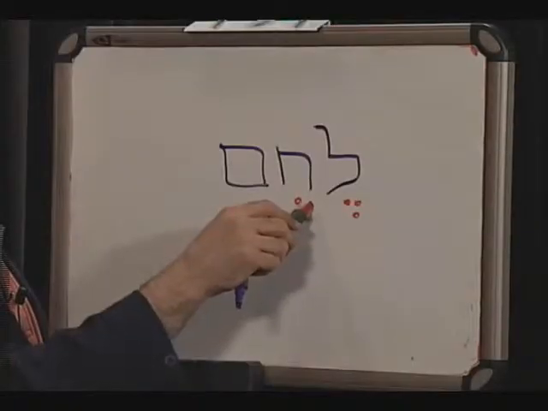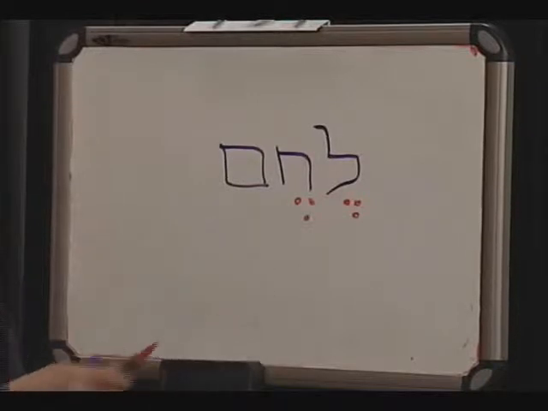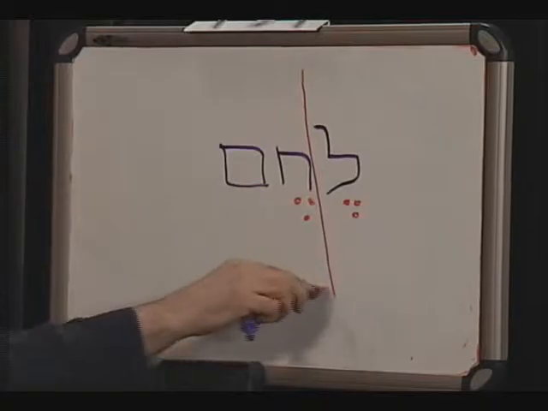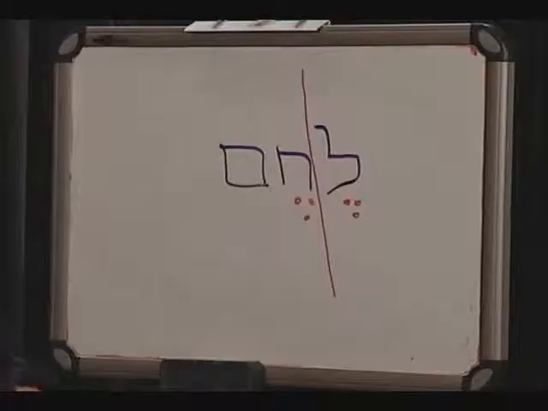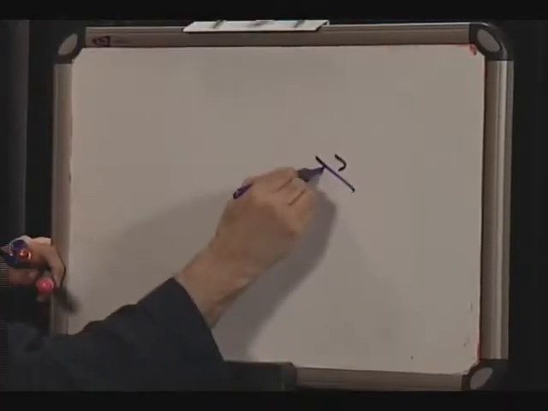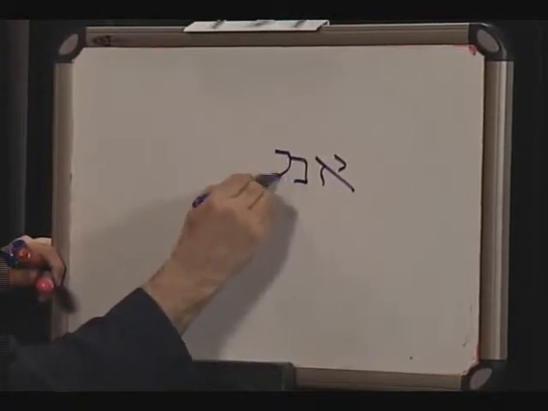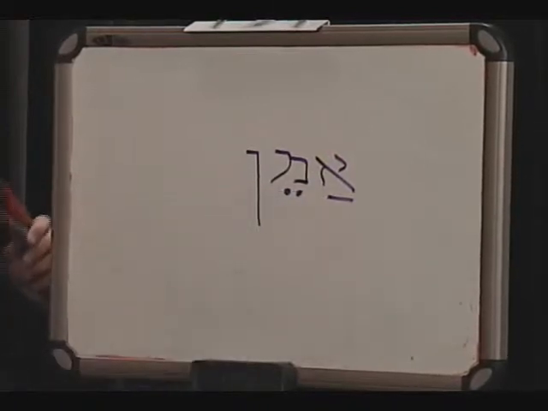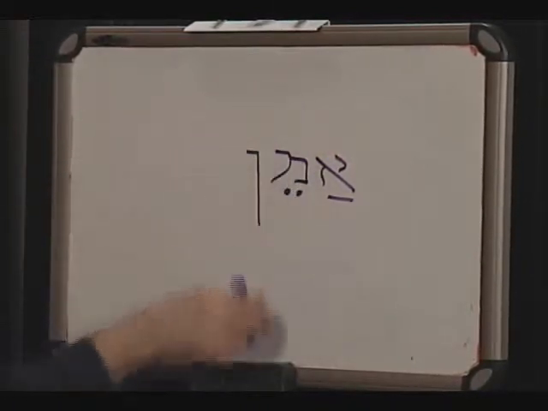But it has a vowel of its own, so it couldn't be part of the first syllable. So the first syllable is Le, and the second syllable is Chem. Lechem. Hamotzi lechem min haaretz. Amen. Very good. What about this word over here? Amen. Very good.